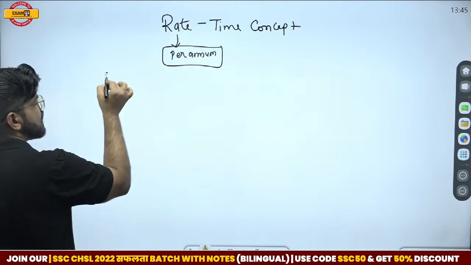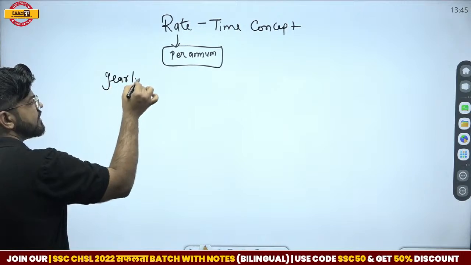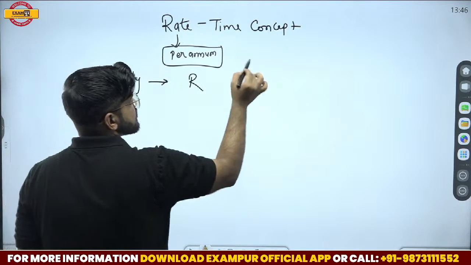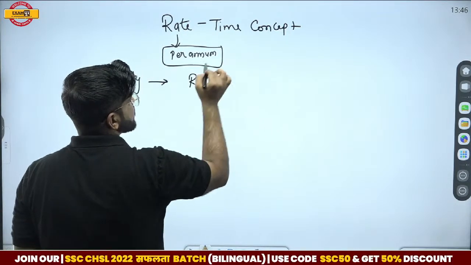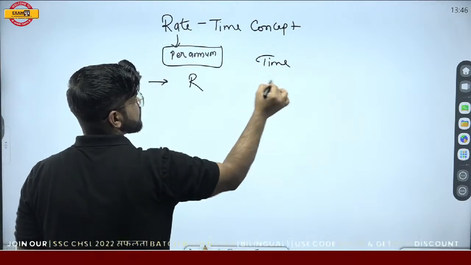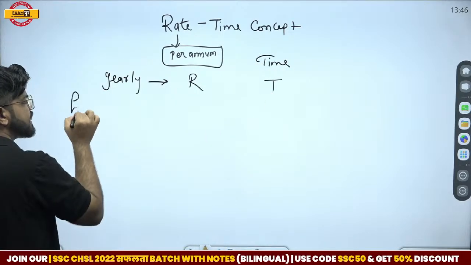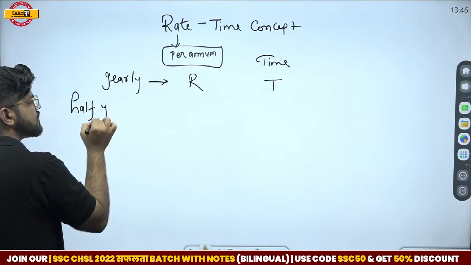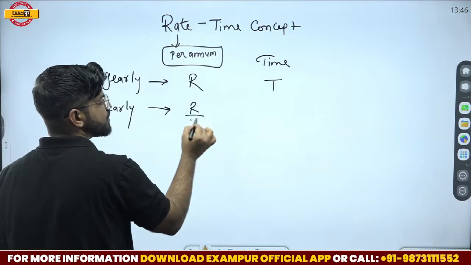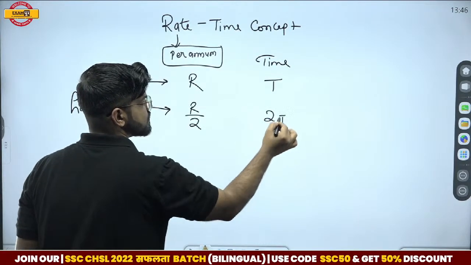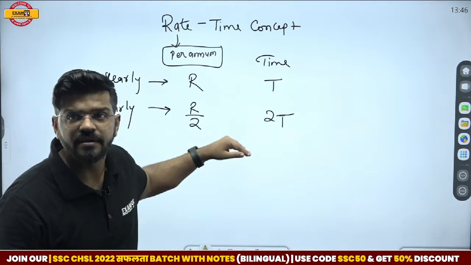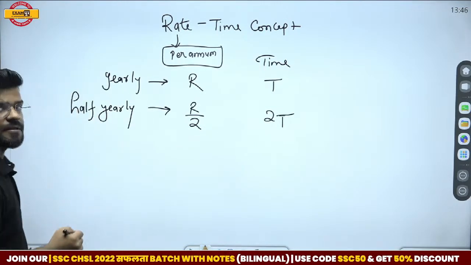For that, if I say yearly rate is R and time is T. For half yearly, what I will do? I will do R by 2 and double the time. Whatever I am dividing here, I am going to multiply here.